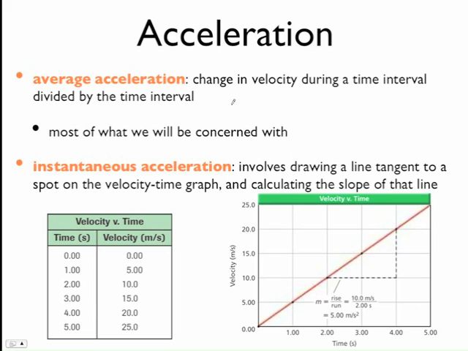So to calculate average acceleration, we'll take the change in velocity divided by the time interval. So our formula will actually end up being like this. If you look at this graph, this is a velocity time graph, which I'll talk to you about in a little bit. We have velocity on the y-axis and time on the x-axis. And so the slope for this graph is actually going to be acceleration.